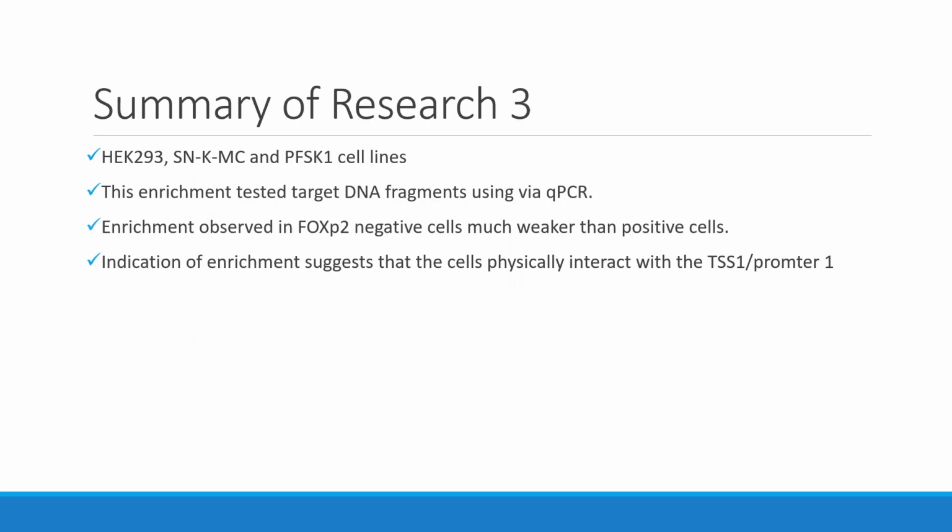For the summary of the research article's data portion we just looked over, we found that the HEK293 and the SKNMC and the PFSK1 cell lines were the only ones that had positively expressed the foxp2 gene, but they did an enrichment test that targeted DNA fragments using qPCR, and the enrichment observed in negative cells was much weaker than positive cells, but they still had data that indicated that the cell lines were physically interacting with the TSS promoter, indicating that there is more complex regulation for the foxp2 gene that still needs to be researched.